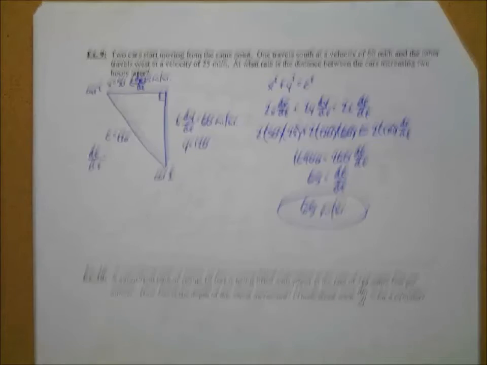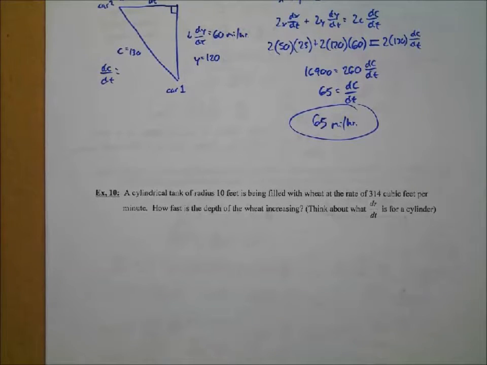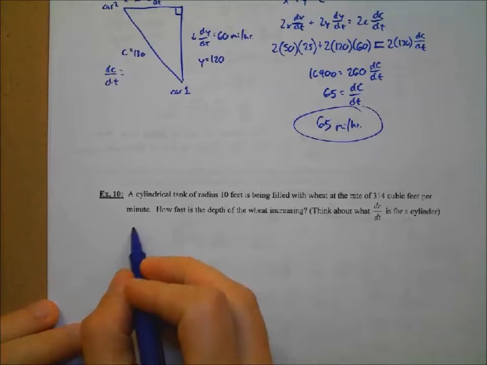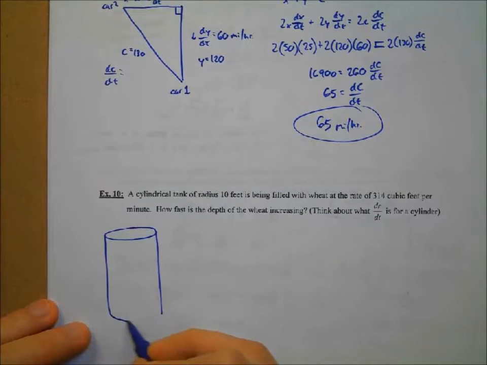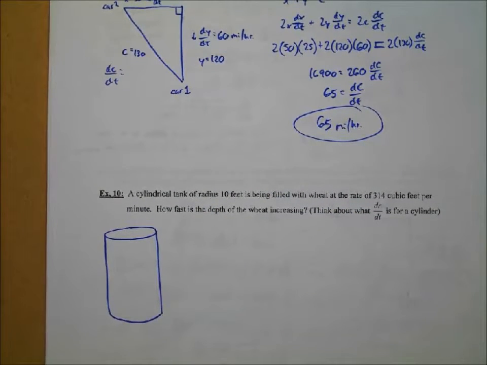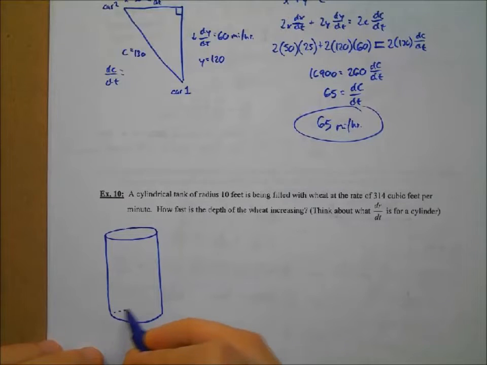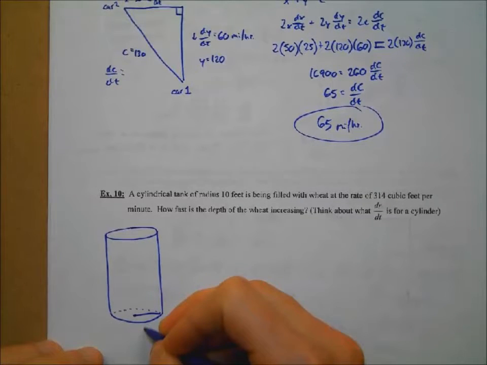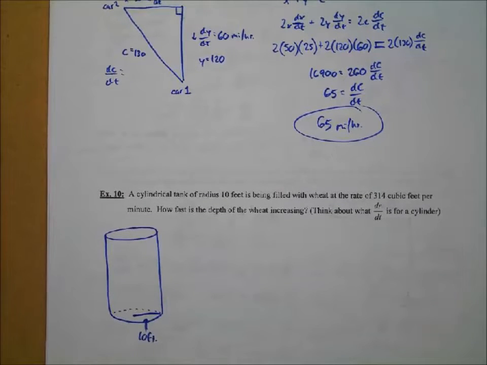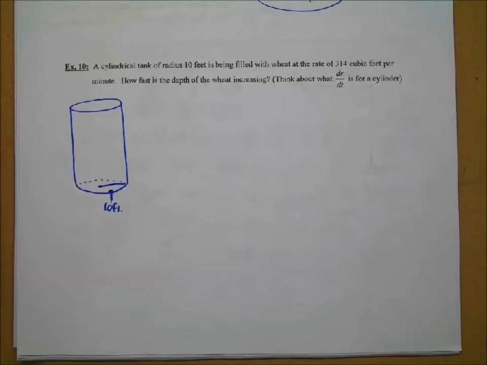All right. Last one here, take a look at number 10, a cylindrical tank, of radius 10 feet. Okay, so radius is 10 feet. It is being filled with wheat at the rate of 314 cubic feet per minute. How fast is the depth of the wheat increasing?